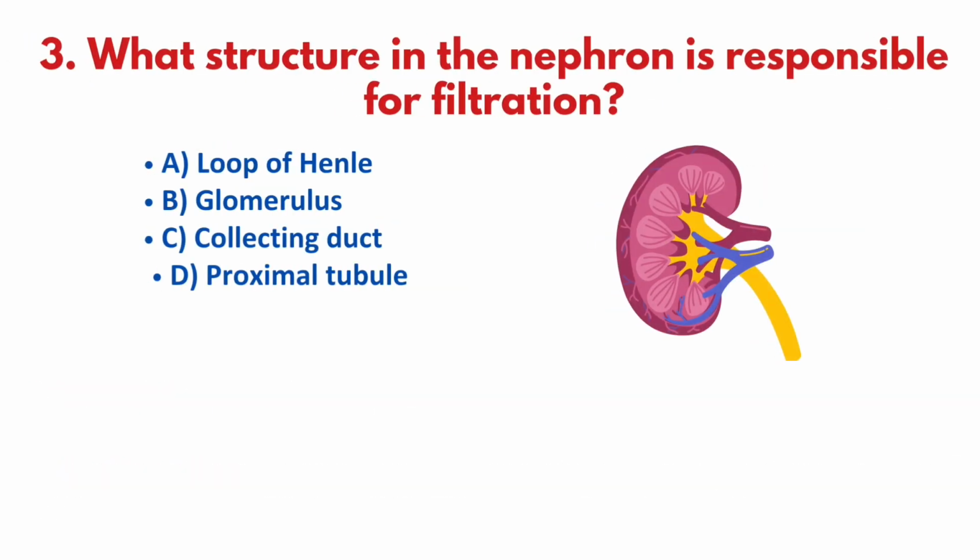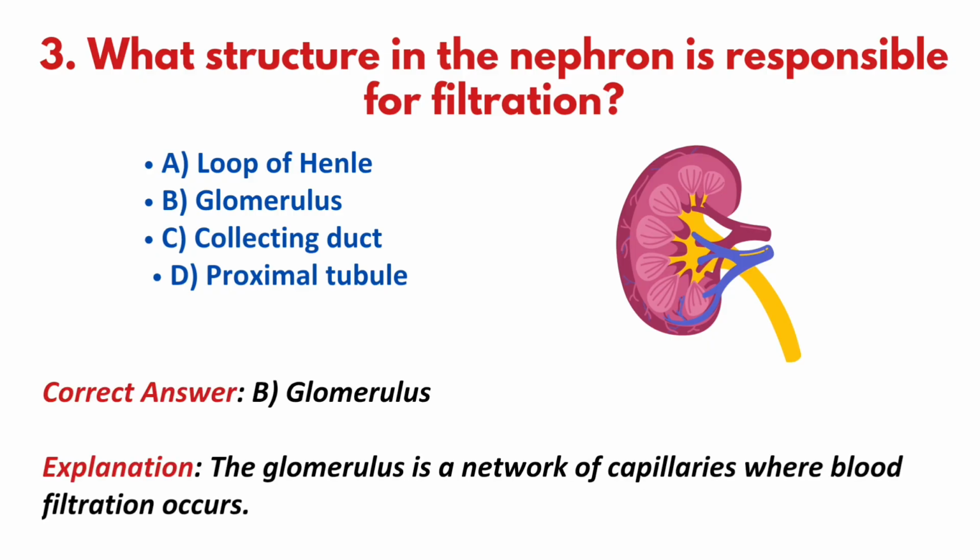Question number 3. What structure in the nephron is responsible for filtration? Options are loop of Henle, glomerulus, collecting duct, and proximal tubule. And the correct answer is option B, glomerulus. A glomerulus is a network of capillaries where blood filtration occurs.